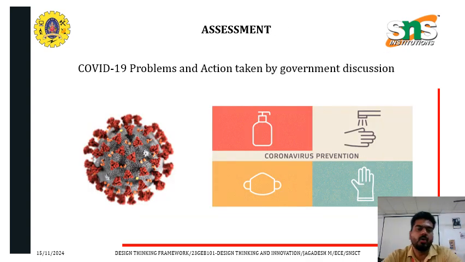And assessment: the COVID-19 problem and action taken by the government. Let's have the discussion. So during 2020 and 21, we had a very big disease, that is COVID-19. So we can discuss this as an assessment.